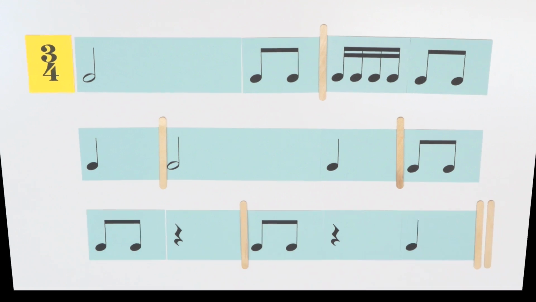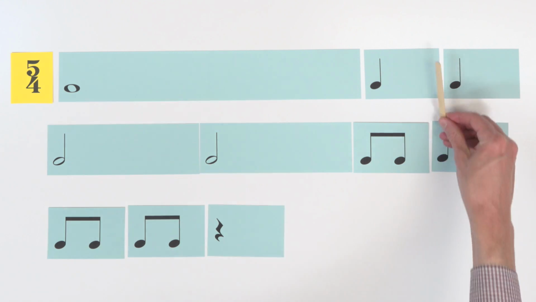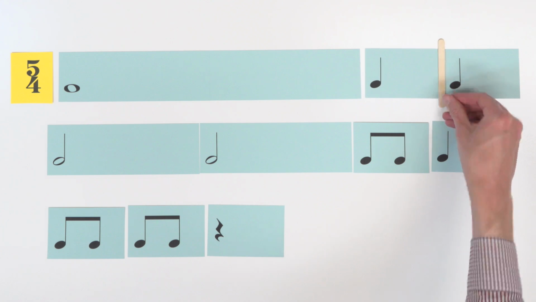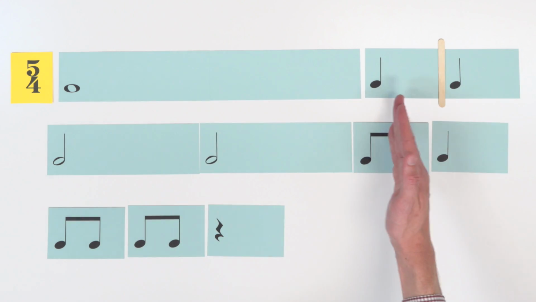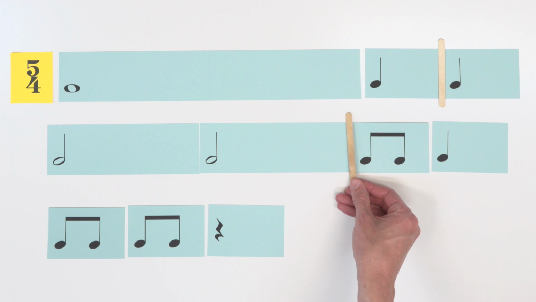Great, let's try another. Okay, here's the next one. Can you tell me what the time signature is? That's right, it's 5/4. So can you show me where the first bar line should go? If you pointed right here, you're correct. Whole note is 4 beats plus 1 more beat for the quarter note. Now, point to where the next bar line should go. If you're pointing here, you're correct.